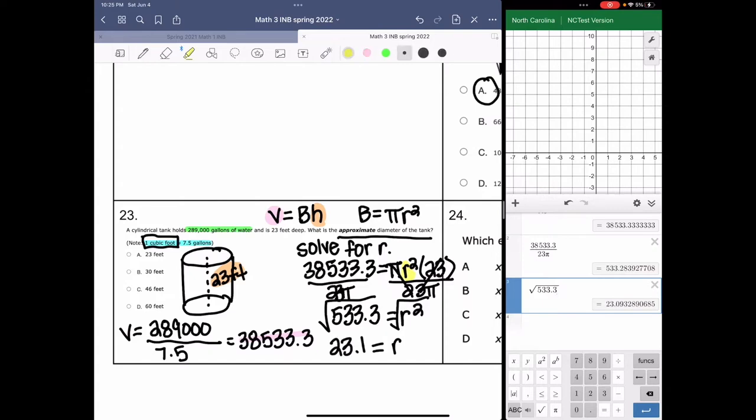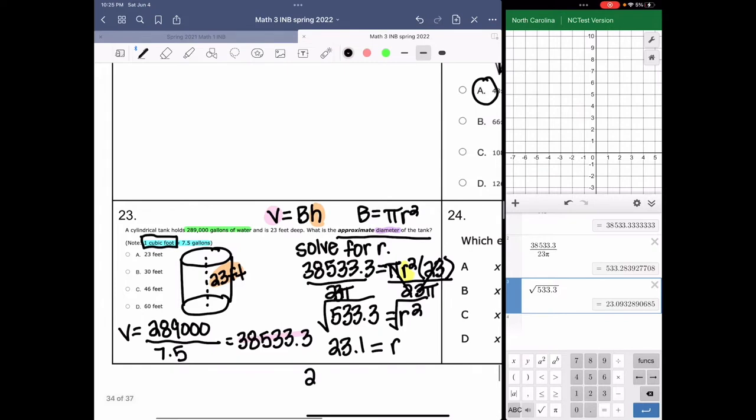But the question doesn't want just r. The question wants the diameter. It doesn't want the radius. So I'm going to multiply that by 2. So if we multiply that by 2, we got 46.2, so approximately 46.